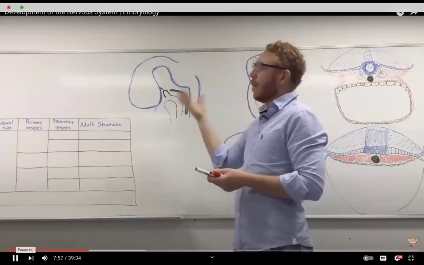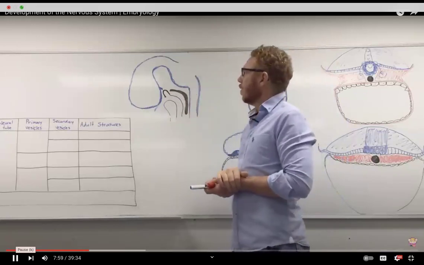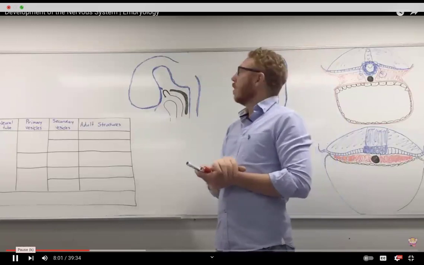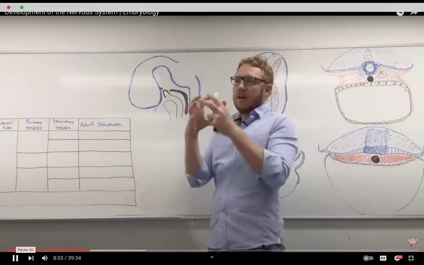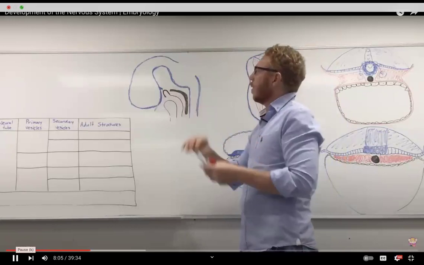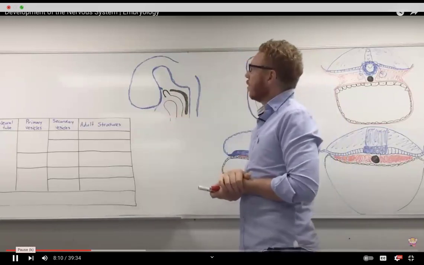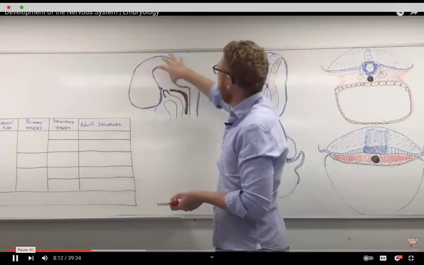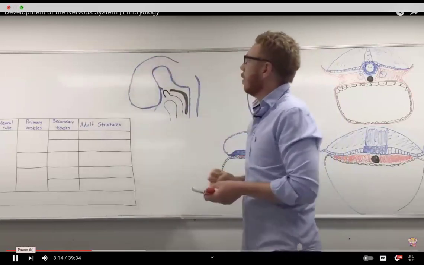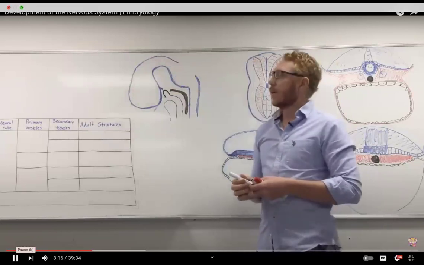And so you need to make all the cells in your central nervous system. The only way you can make more cells is to dilate it outwards. And so at about week 3.5, we get three dilations, three primary brain vesicles.